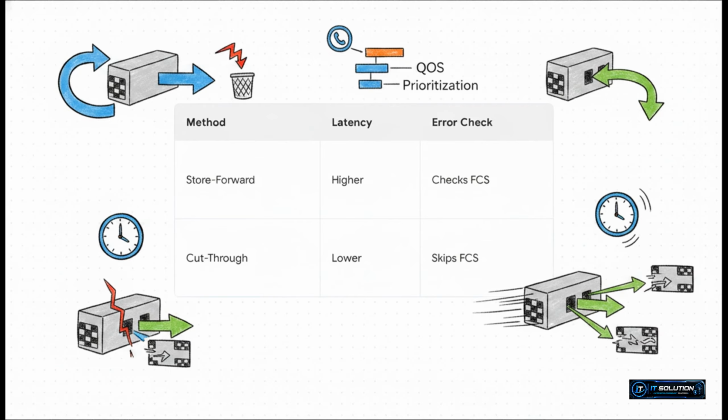However, this method is absolutely required if your network uses quality of service, or QoS. For instance, if you want to prioritize voice-over IP phone calls over standard web browsing, the switch must use store and forward. On the other hand, we have cut-through switching. Here, the switch acts immediately. It buffers just enough of the frame to read the destination MAC address and then instantly starts pushing the bits out the correct port. It completely skips the FCS check. This means ultra-low latency for sure, but it also means corrupt frames might accidentally get forwarded.